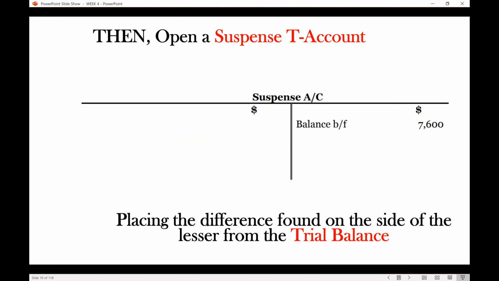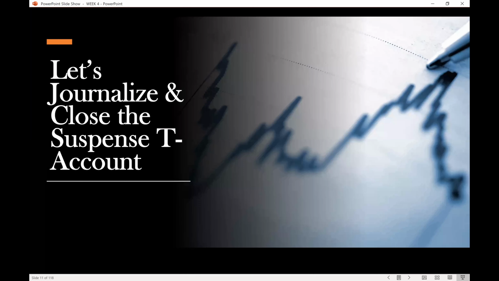Note, this suspense account is a temporary account. And after you've corrected, journalized and made room for all the errors that were detected, this account should self-balance. You shouldn't have to be closing it in the order that we know how to close an account. But we'll see it as we go along.